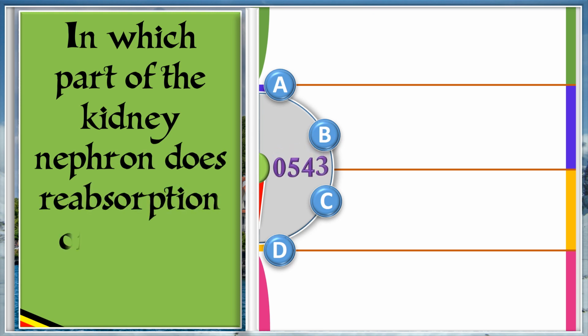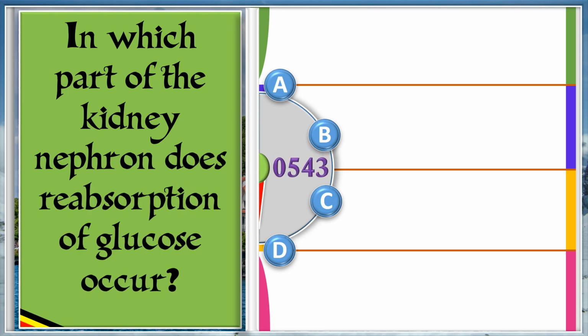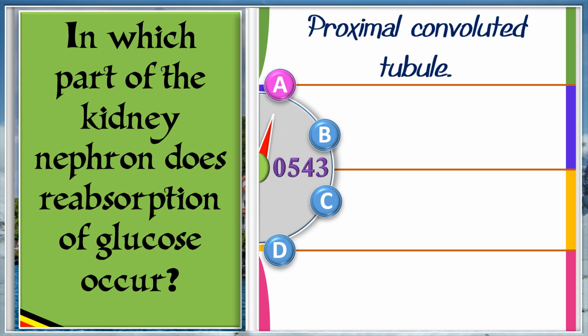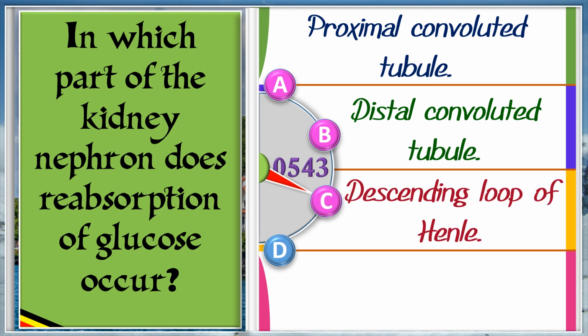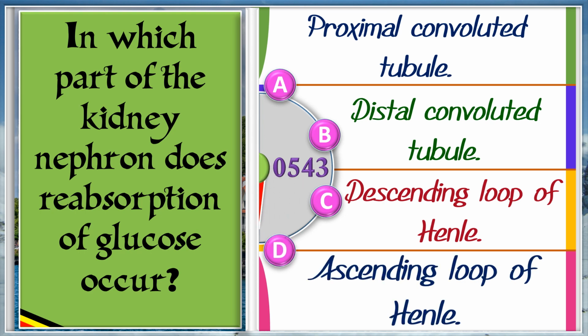In which part of the kidney nephron does reabsorption of glucose occur? A. Proximal convoluted tubule. B. Distal convoluted tubule. C. Descending limb of Henle. D. Ascending limb of Henle. And the answer is A. Proximal convoluted tubule.